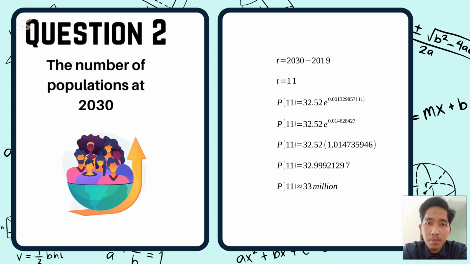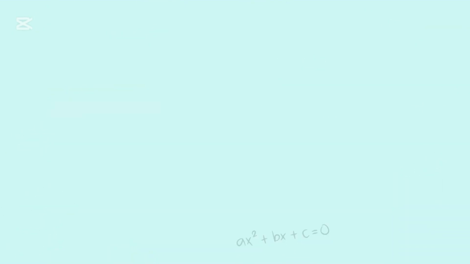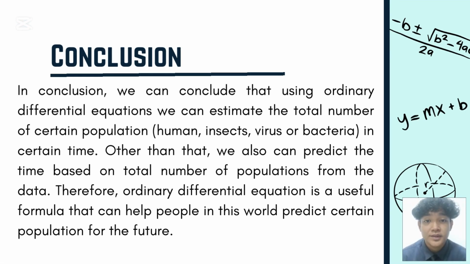Now, I will pass to Aiman to talk about the conclusion. In conclusion, we can conclude that using ordinary differential equations can estimate the total number of a certain population such as humans, insects, viruses or bacteria at a certain time. Other than that, we can also predict the time based on the total population number from the data. Therefore, the ordinary differential equation is a useful formula that can help people in this world predict a certain population for the future.